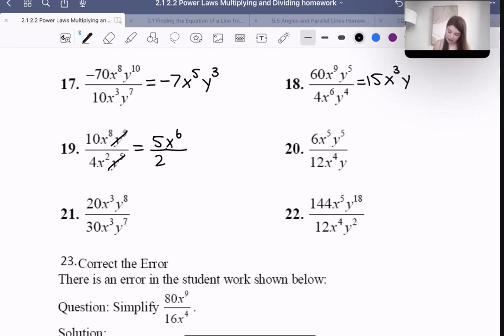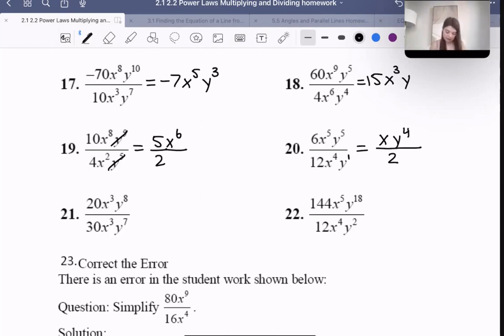And then we have 20. So 6 divided by 12, well, that reduces into 1/2, right? And then we have x to the power of 5 over x to the power of 4, which is just going to give us x. Then we have y to the power of 5 over y, right? And y is the same as y to the power of 1, right? And so 5 minus 1 gives us 4. So it would be y to the power of 4.